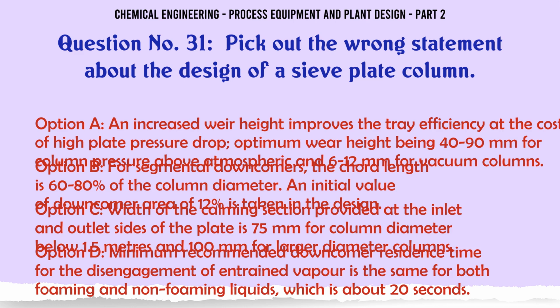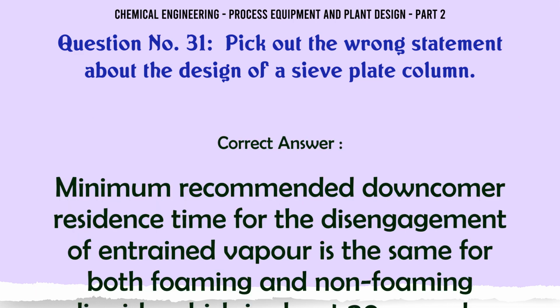C. Width of the calming section provided at the inlet and outlet sides of the plate is 75 mm for column diameter below 1.5 meters and 100 mm for larger diameter columns. D. Minimum recommended downcomer residence time for the disengagement of entrained vapour is the same for both foaming and non-foaming liquids, which is about 20 seconds. The correct answer is D: minimum recommended downcomer residence time for the disengagement of entrained vapour is the same for both foaming and non-foaming liquids, which is about 20 seconds.